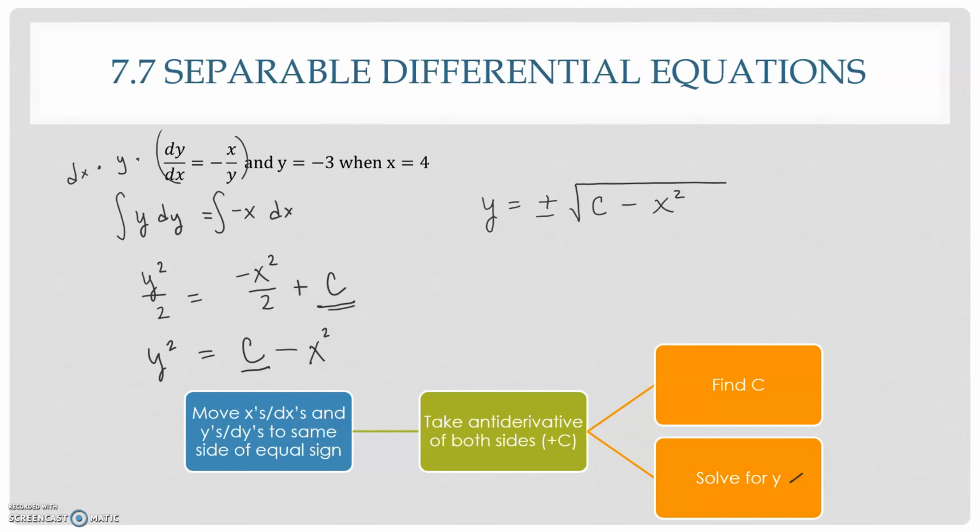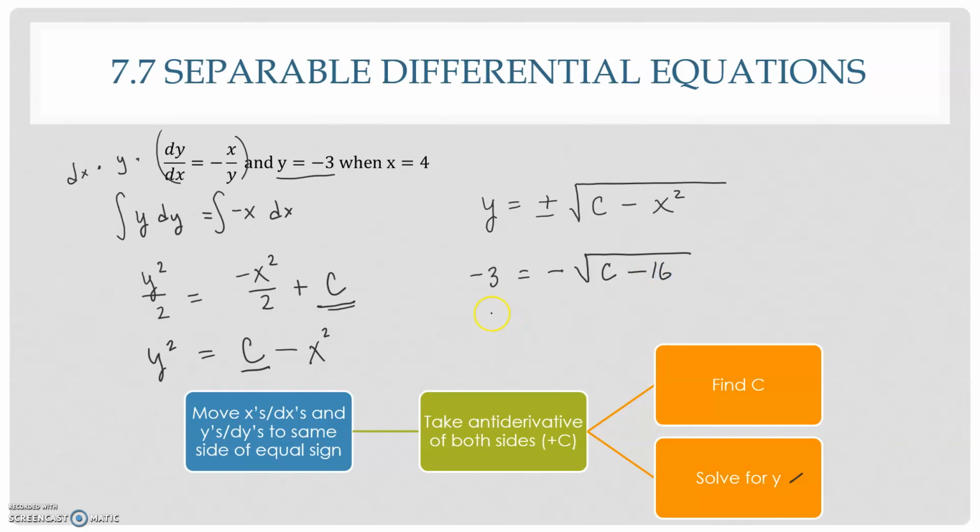The way we're going to decide whether to use the positive version or the negative version is we look at our initial condition. Our initial condition says that y is -3, which means we will be using only the negative version of y. So we have -3 is equal to negative square root of c minus 16.